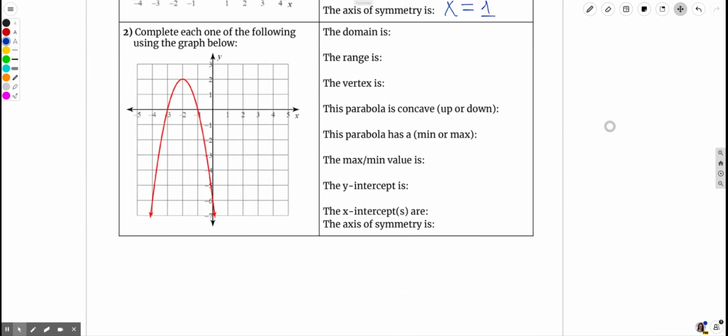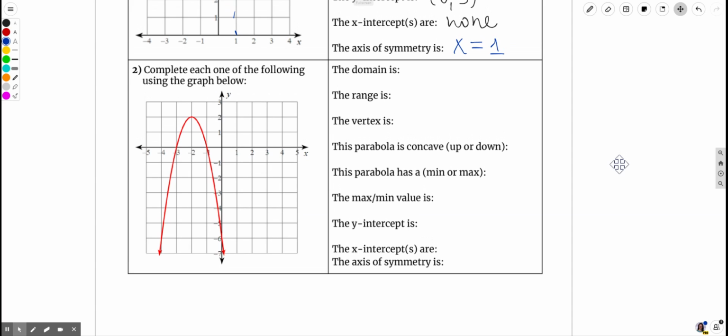All right, so the second question, we are looking at a different parabola. Our domain is still going to be all real numbers, so all real numbers. Our range is going to be all of the y values that are below or equal to 2. Our vertex is this point right here, which is the turning point, or the highest point in this case. So negative 2, 2 would be the coordinates.